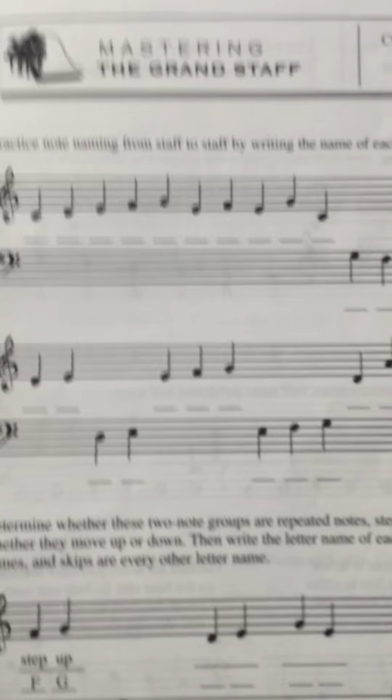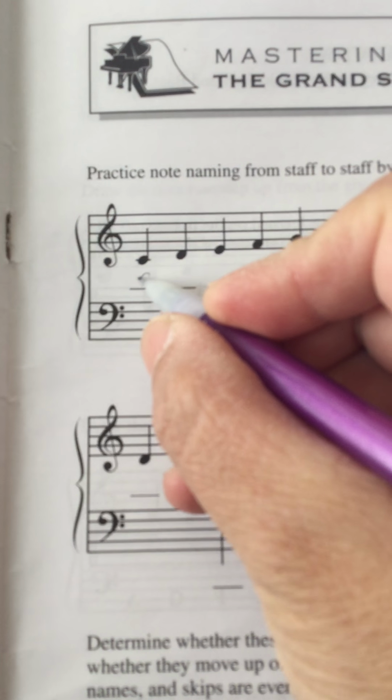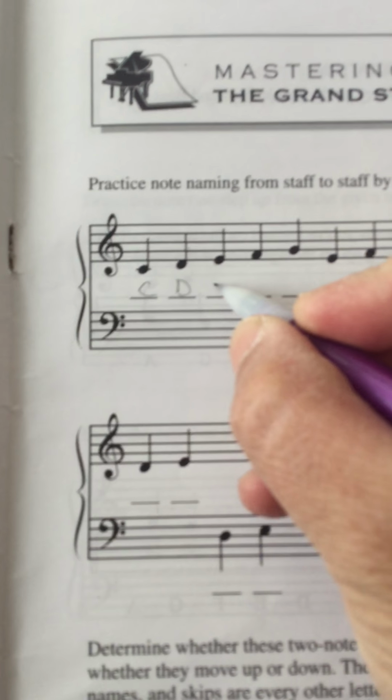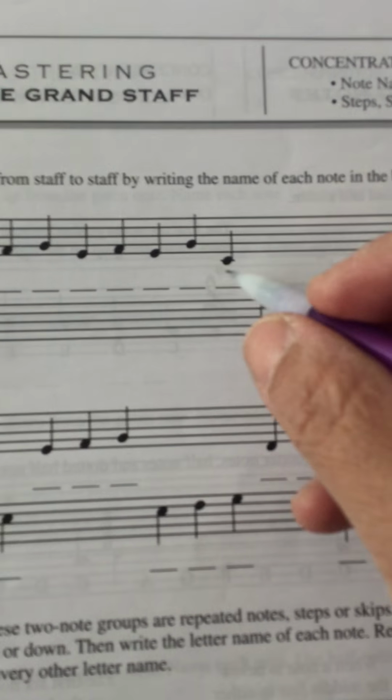So the first part of page 17 is pretty simple. You're just naming letters, right? So whatever they are. So if you're looking at treble clef, here's your C, here's your D, right? Just keep going. Later on, it's going to jump around. Just watch exactly where it goes.